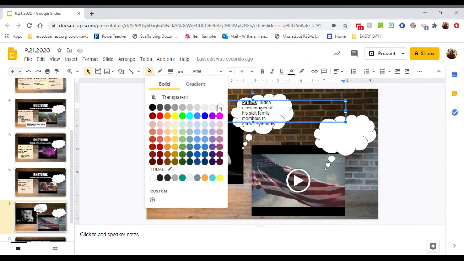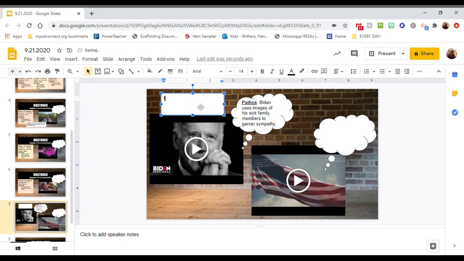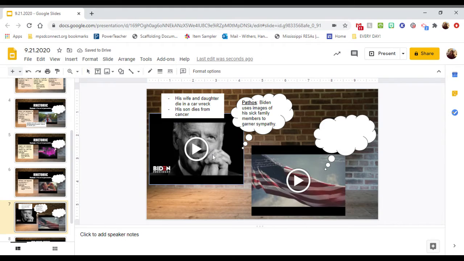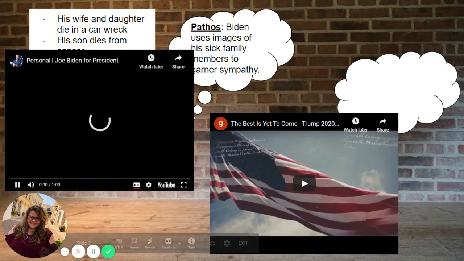And so here, let me get some color in this background. Okay. And then I want to look specifically at the 2 examples. So number 1, first, his wife and daughter die in a car wreck. And then his son dies from cancer. And I want to take just a second and reflect on the way in which they present his son. So I want to look at the photo, what image they give.